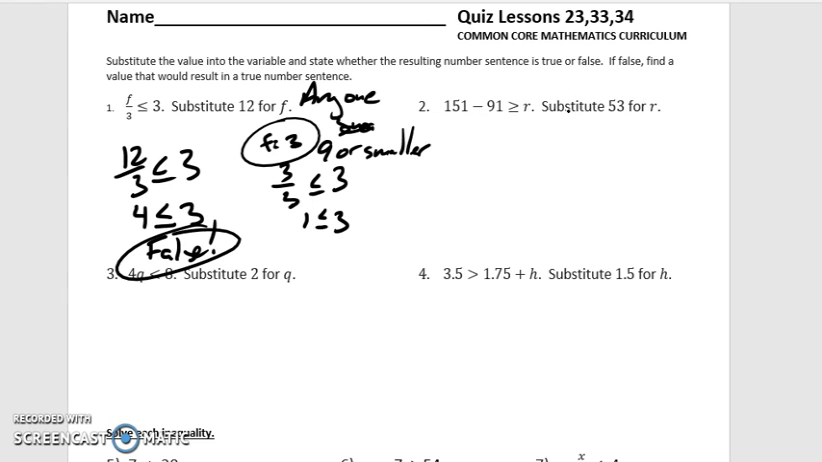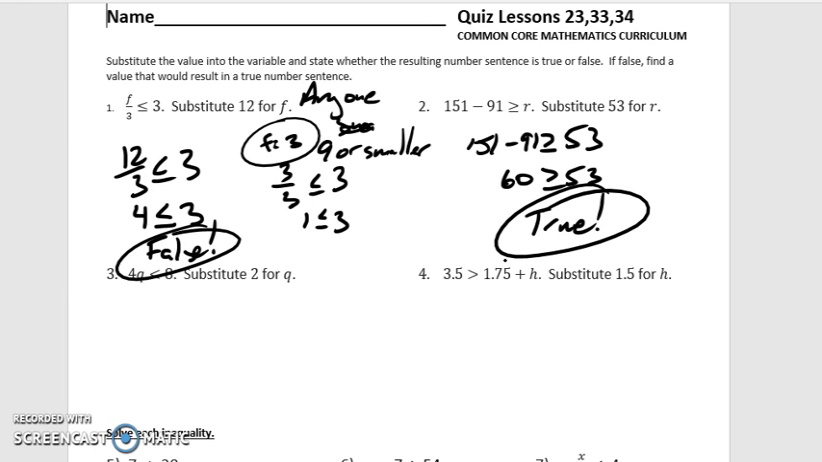Okay, so again, substitute 53 for R. So 151 minus 91 greater than or equal to 53. Well, let's do the subtraction problem. What is 151 minus 91? It gives me 60. So ask yourself, is 60 greater than or equal to 53? Yes, it is. True.